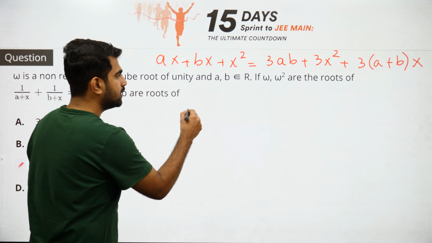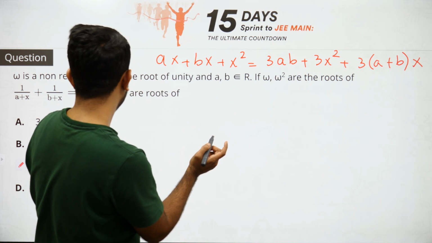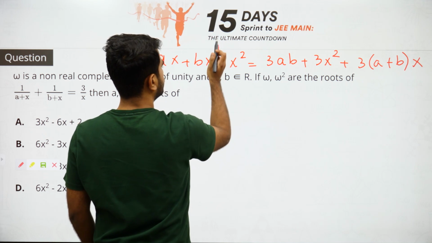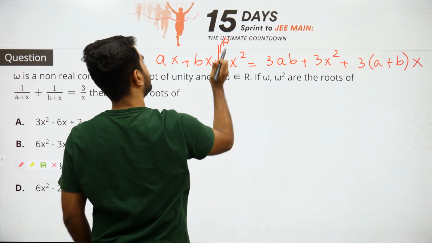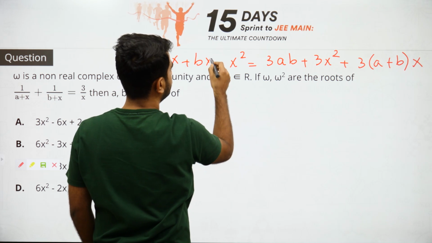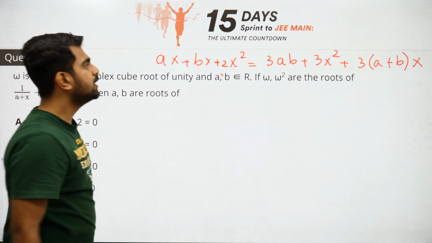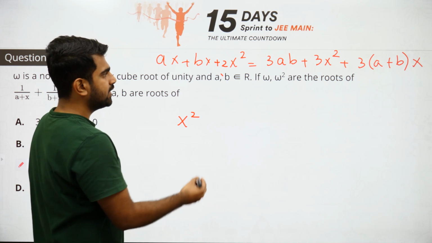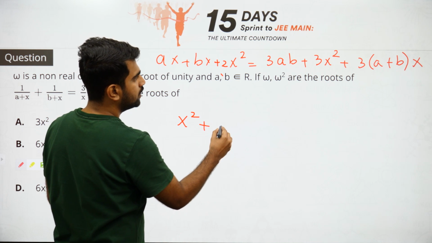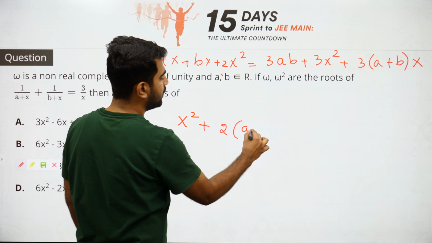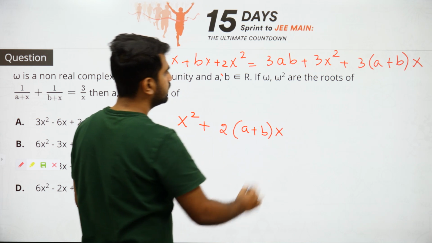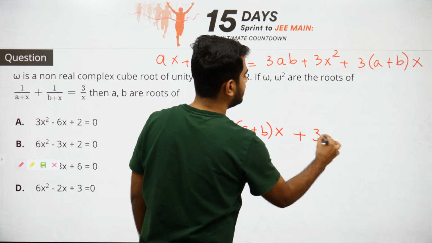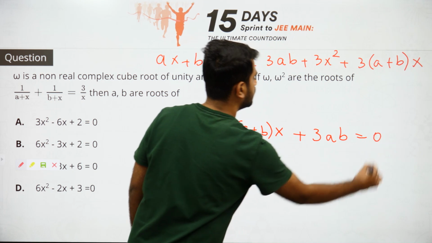You will get, I'm sorry, it should be 2x square. Yeah, it should be 2x square. Plus 2x square. Okay, so now I'll take everything to the right hand side. So what will I have? x square, and then I will have plus 2 times (a plus b) into x, and then what do I have? Plus 3ab is equal to 0.